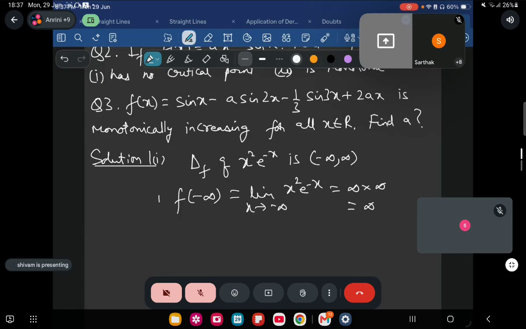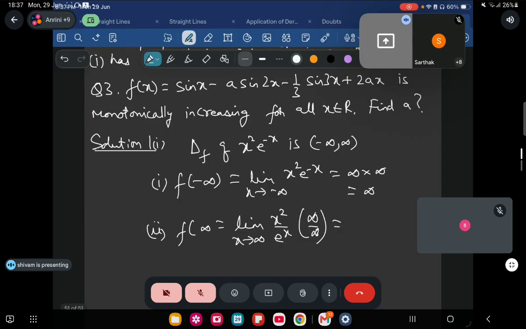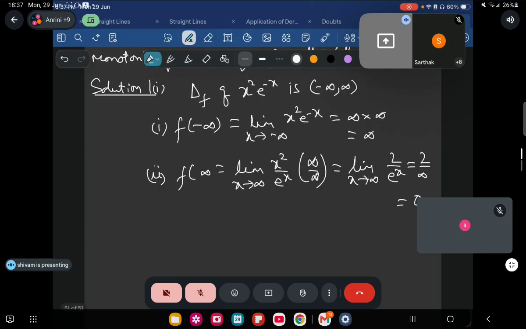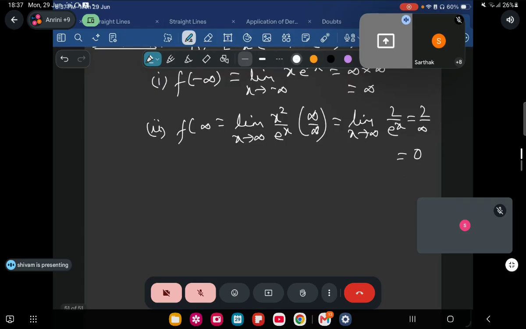Number two, let us see what will happen at infinity. F of infinity will be equal to limit x tends to infinity, it will become x square by e to the power x. That is infinity by infinity form. So we have to find out the limit using L'Hopital rule. Let us differentiate. On differentiating twice, what are you getting? Limit x tends to infinity, 2 upon e to the power x, which is equal to 2 upon infinity, which is 0, right? So I've got 0 over here.